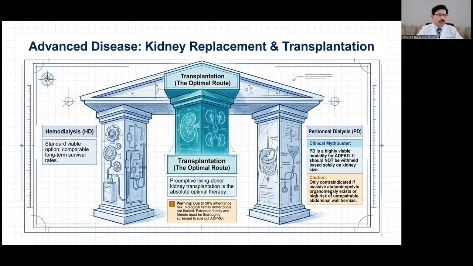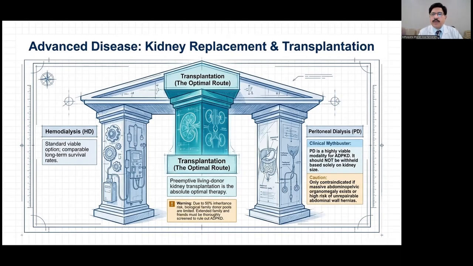Now, what about advanced disease? Kidney replacement and transplant. Somebody has advanced to end-stage renal disease. He has got hemodialysis, and on the right-hand side, you have got peritoneal dialysis. In between, transplantation is there. So, hemodialysis, a standard viable option, comparable long-term survival. Peritoneal dialysis, PD, is not inferior. Don't think peritoneal dialysis is a useless procedure, a myth buster.